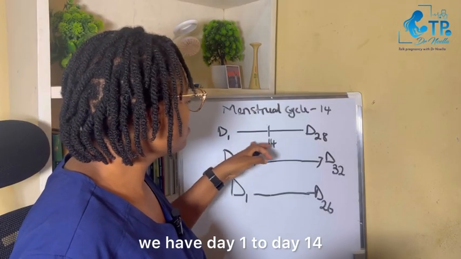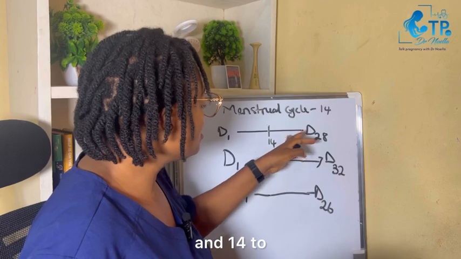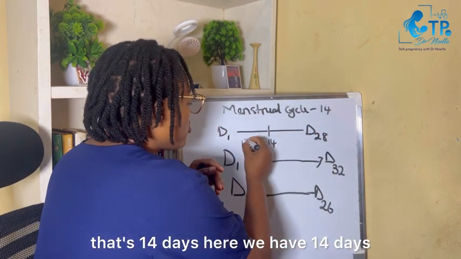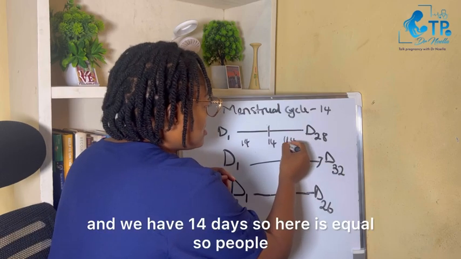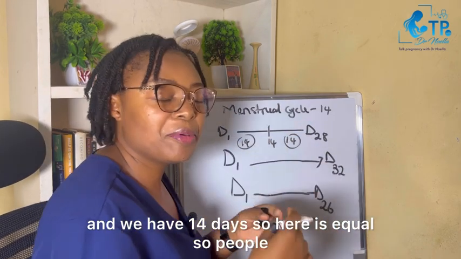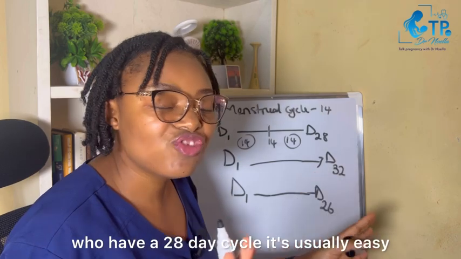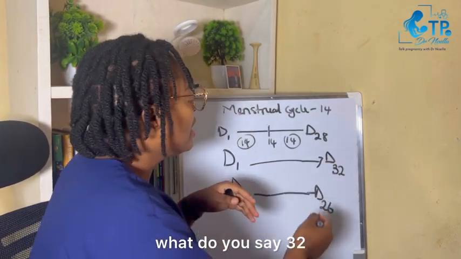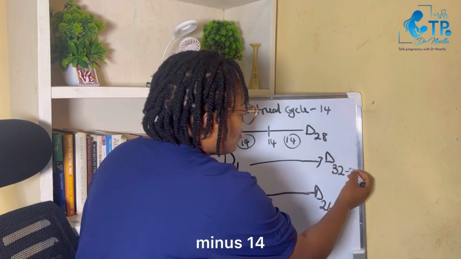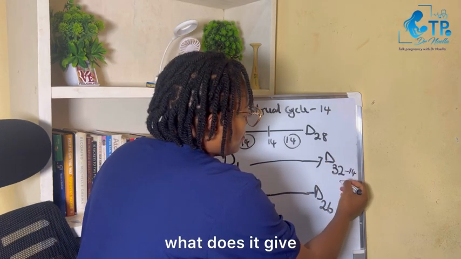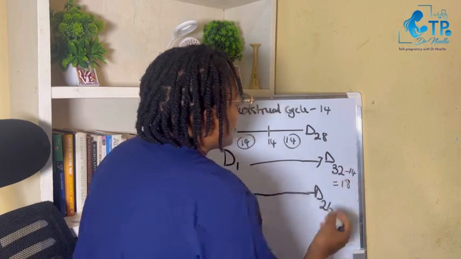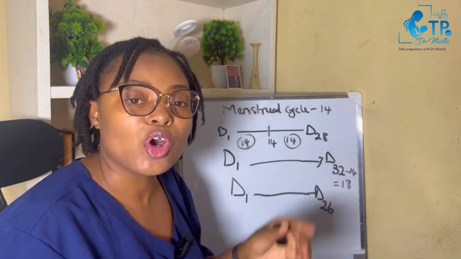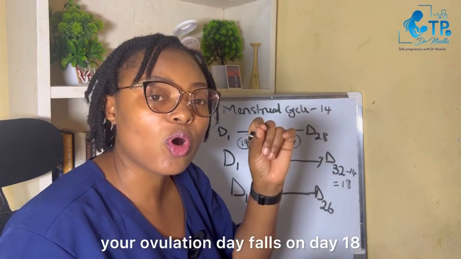We have day 1 to day 14 and day 14 to day 28. That's 14 days here and 14 days here, so it is equal. So for people who have a 28-day cycle, it's usually easy to calculate. In someone who has a 32-day cycle, what do you say? 32 minus 14, what does it give? It gives 18. So if you have a 32-day cycle, your ovulation day falls on day 18.